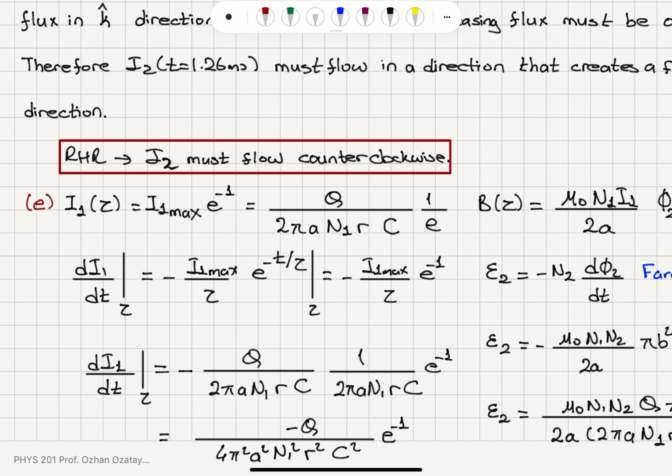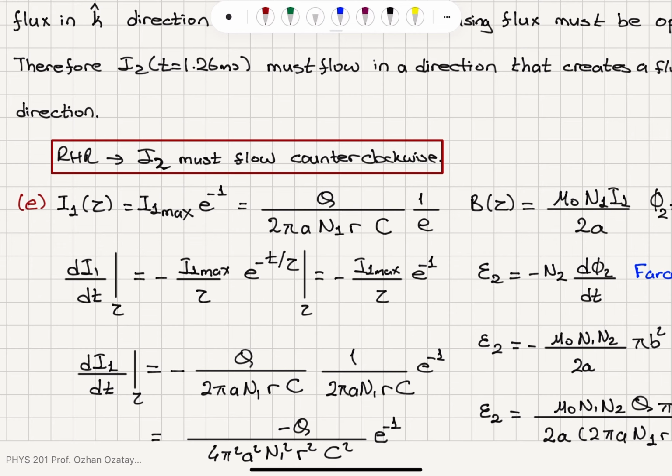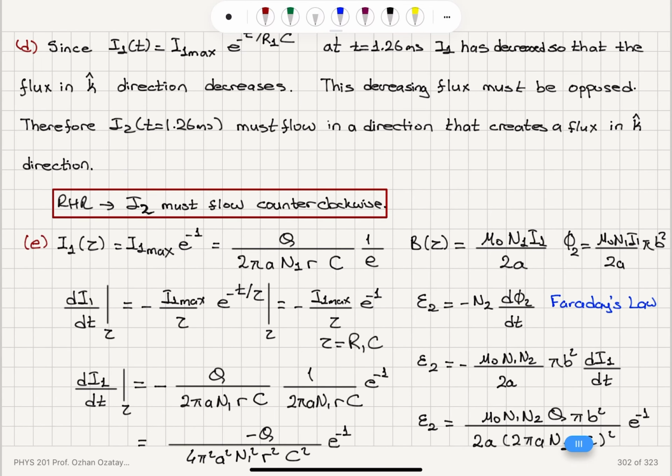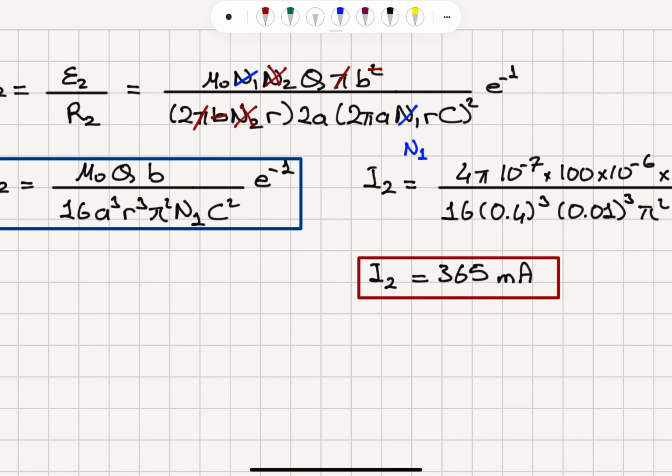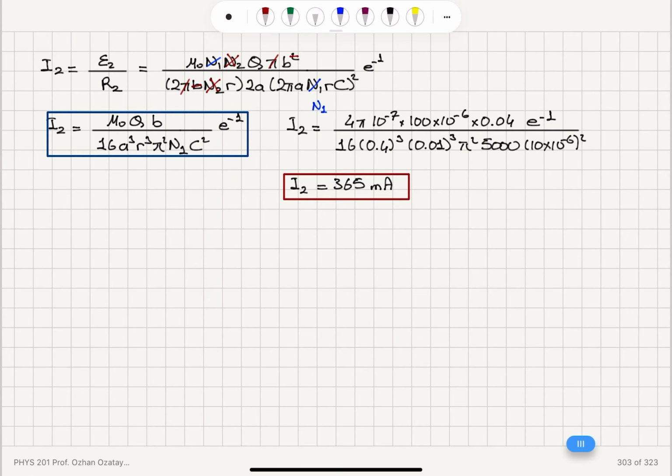When I plug in I1 max here, and for tau R1 times C, so I note here that tau is R1 times C, I will obtain di1/dt. So plugging in this result for di1/dt in the induced EMF, I can calculate it, and dividing it by the resistance, which is N2 times 2 pi b, the total length of the smaller coil multiplied by resistance per unit length, I obtain I2, the magnitude of the current flowing through the smaller coil, and plugging in the numbers, the answer is 365 milliamps.